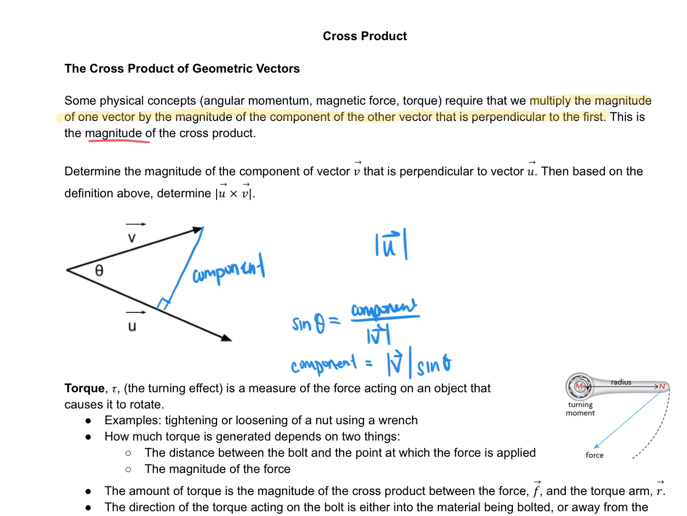So let's go back to that definition. Multiply the magnitude of one vector, so vector u, by the magnitude of the component of the other vector that is perpendicular to the first. And we just found that that is the magnitude of v times sine theta. And this is equal to the magnitude of the cross product between u and v. So let's see how that plays out with a physics application, specifically torque.